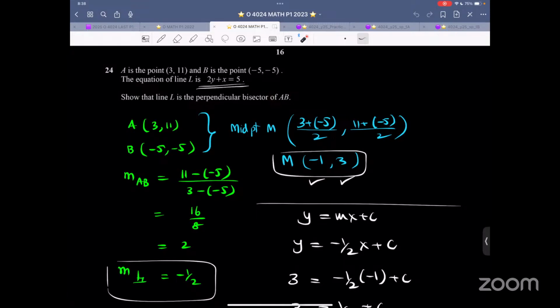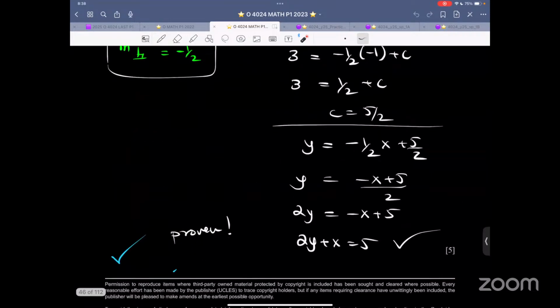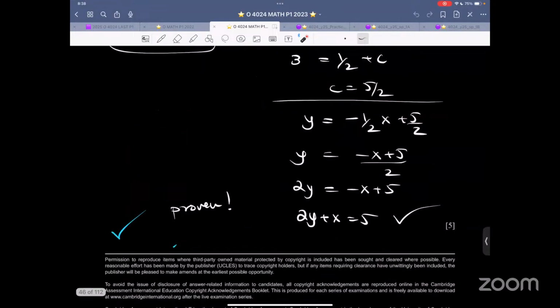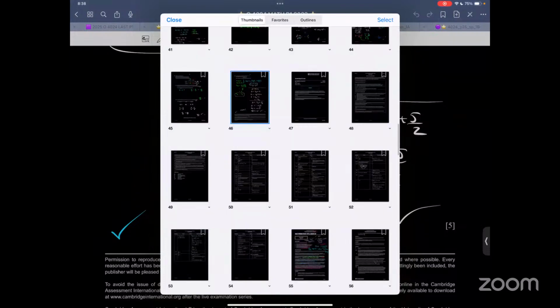That is the easiest. There is A, there is B, there is the gradient of AB. Gradient of perpendicular should be -half. It should pass through the midpoint of A and B. That is the midpoint. Find the equation and then it's proven. How many marks? Where are the marks? 5 marks. I think very simple thing.